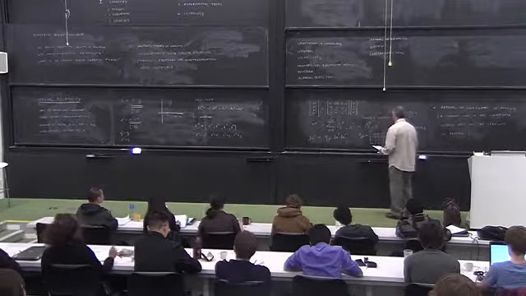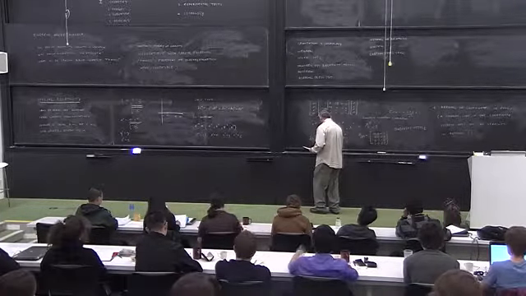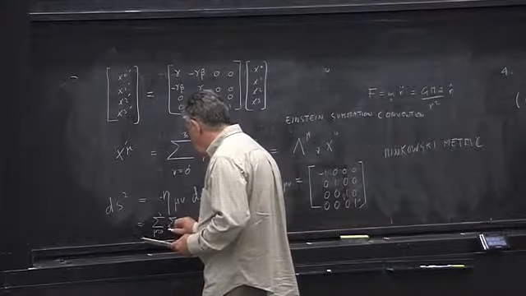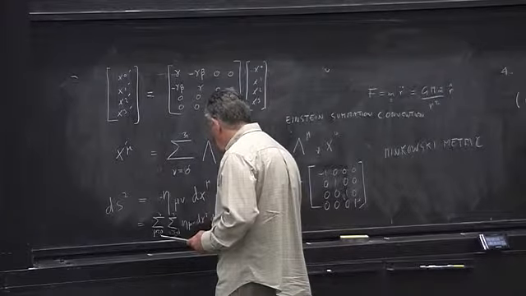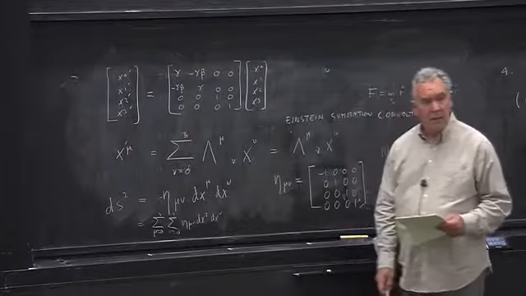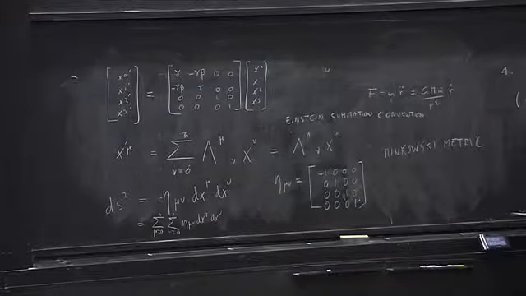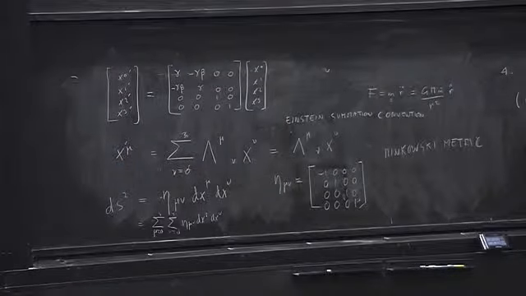So what this means in full, if we were to write it out, would be the sum from mu equals 0 to 3, sum nu equals 0 to 3, eta mu nu dx mu dx nu. But because the index mu is repeated and the index nu is repeated, we don't need to write down the summation signs. So we can write those Lorentz transformations in the matrix form as well.